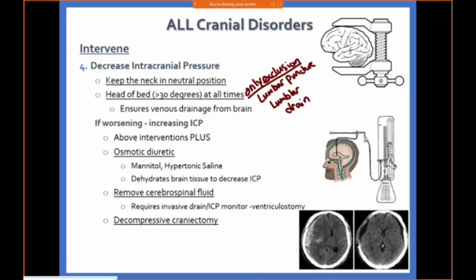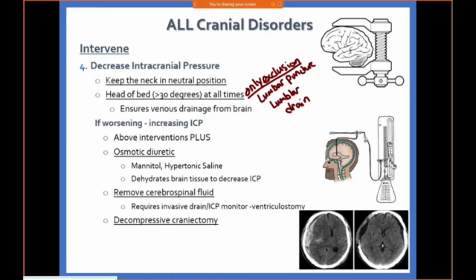The next, so least invasive, sitting them upright, neck in neutral position. Then we'll go to an osmotic diuretic. Those are things like mannitol. Mannitol is a special diuretic just for the brain. They can give mannitol anytime. It is a diuretic, but it is a super diuretic. And what it's going to do is you're going to pee a ton, and we actually are physically dehydrating the brain tissue. And normally that's not a good thing.